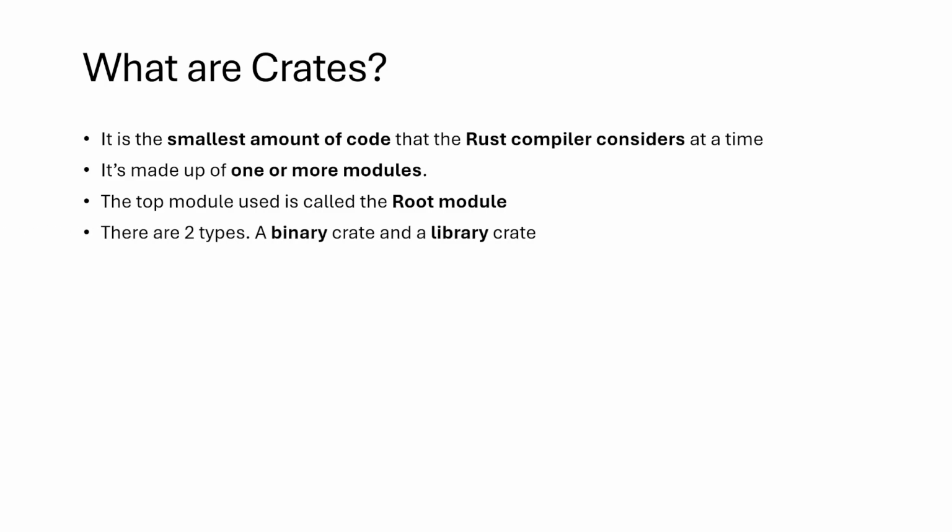And then there are two types of crates that we're going to deal with in Rust. One is a binary crate, which is what we've been seeing so far. That's the thing that runs at the command line. And then we have what's called a library crate.